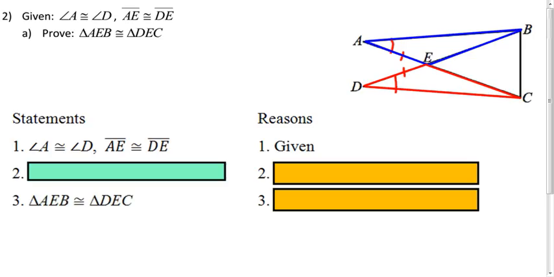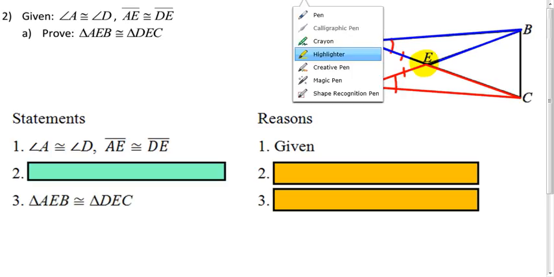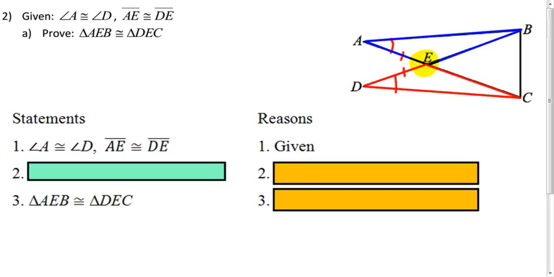But what do you notice is going on over at vertex E? What's special about the angles there? You know that we have a pair of vertical angles. So we have angle AEB congruent to angle DEC. And the reason is going to be vertical angles. So we want to end this with angle, side, angle. That's going to be our reasoning here.